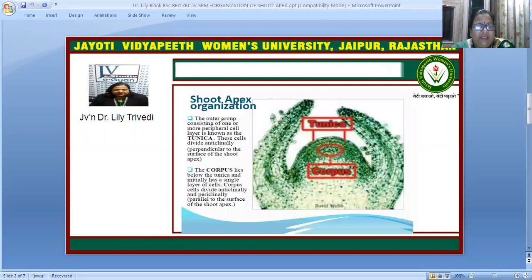Here you can see the organization of the shoot apex. The outer is the tunica layer, which consists of more peripheral cells and which divide anticlinally. What do you mean by anticlinally? It means perpendicular to the surface of the shoot apex. The corpus, which lies below the tunica, has initially a single layer and divides anticlinally as well as periclinally, that is, parallel to the surface of the shoot apex.